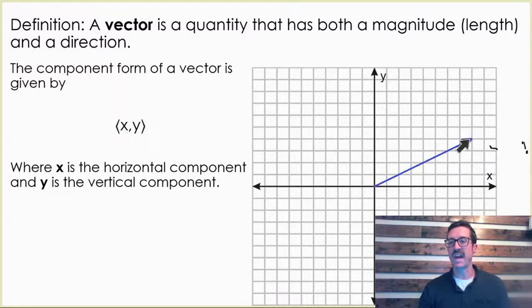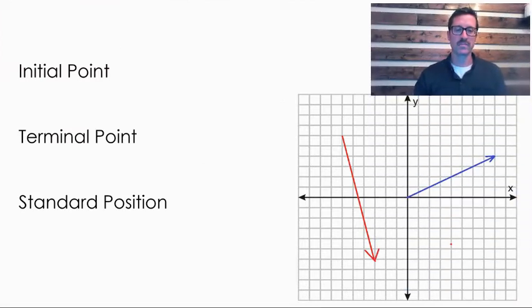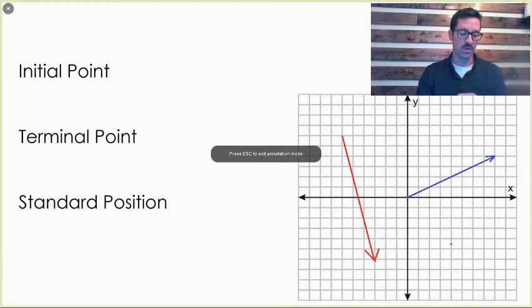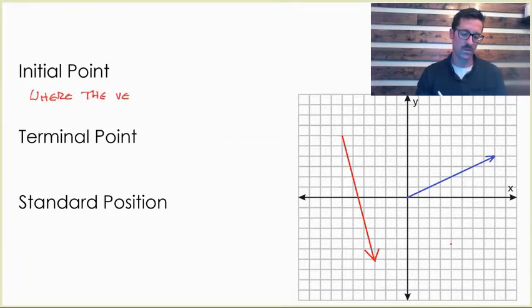So let's say I have this vector. We'll have it start at the origin and move to this point. It goes to the right 8 and it goes up 4. So if I were trying to write the component form for that vector, it would just be 8 comma 4. And so let's get a little more basic vocab. We have our initial point for the vector, which is basically where the vector begins. And we have the terminal point, which is where the vector ends.